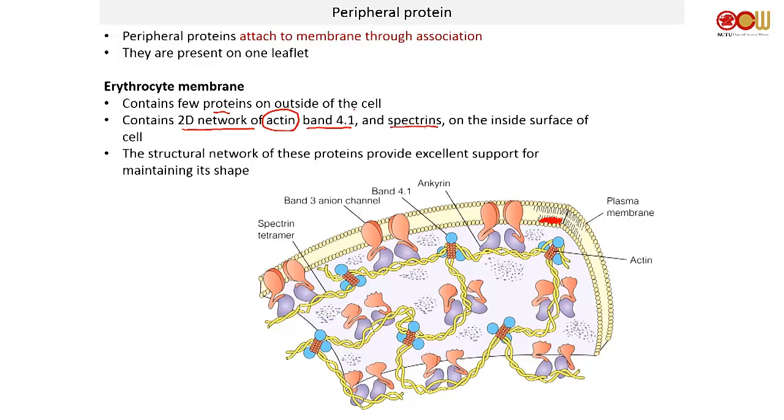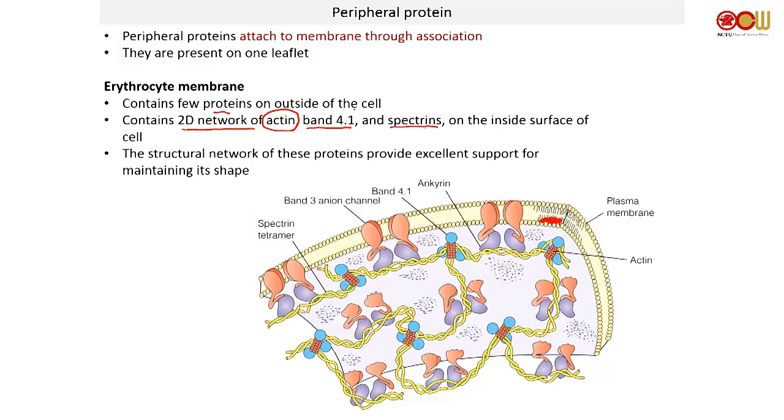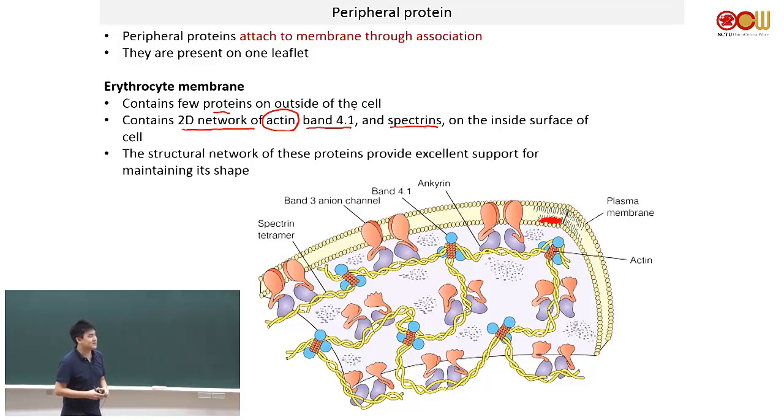So what does it do? It sort of maintains the shape of this particular cell. So you got all of these proteins there, and they associate with the membrane. They don't go into the membrane too much. You do have channels that go into the membrane, but here, these guys, they just associate with the membrane. Okay, and essentially, what these proteins do is they sort of push against the membrane and then provide structural support. Okay, so this structural network of these proteins provide an excellent support for the erythrocyte to maintain its shape. Why is that important?